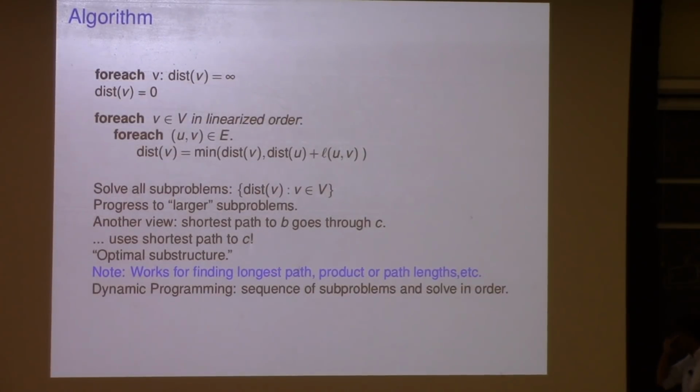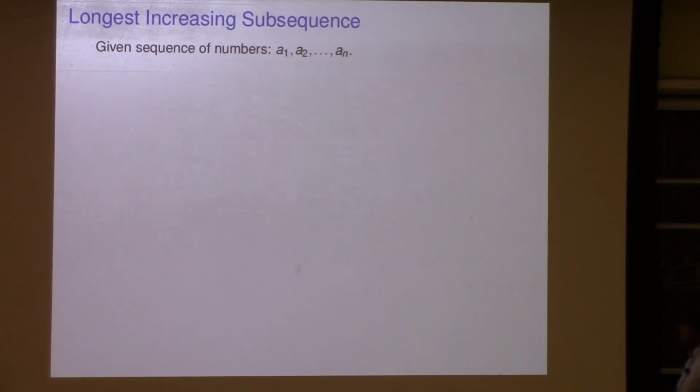Okay. So dynamic programming is sort of solving the sequence of subproblems and solving them in order. That's sort of a general view of what's always going to happen. There's always a DAG view that you can take of these algorithms. I'll present them usually. Okay, so now here's the first one. Given a sequence of numbers, A1 through AN, I want to find the longest increasing subsequence of numbers.